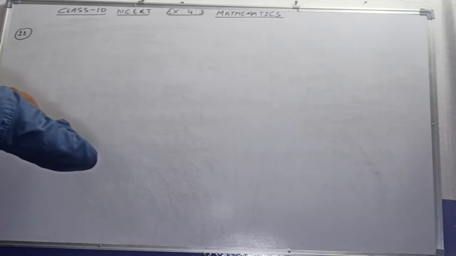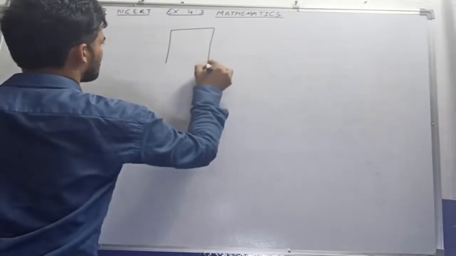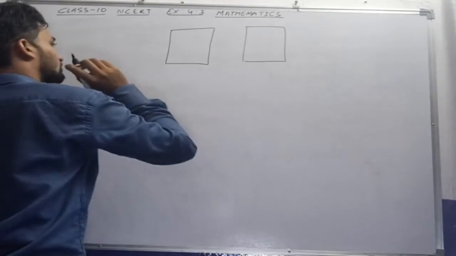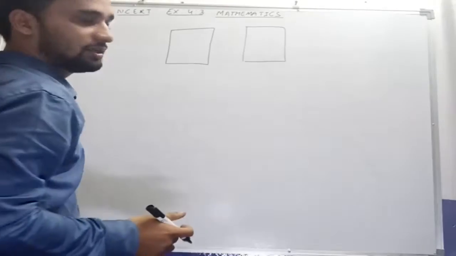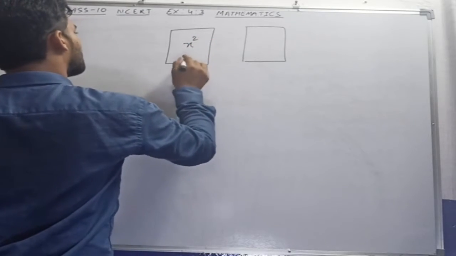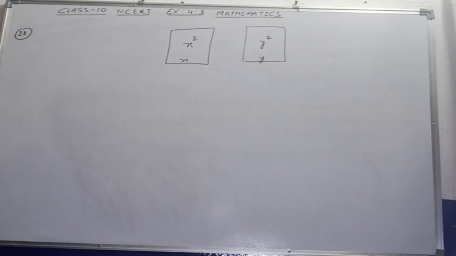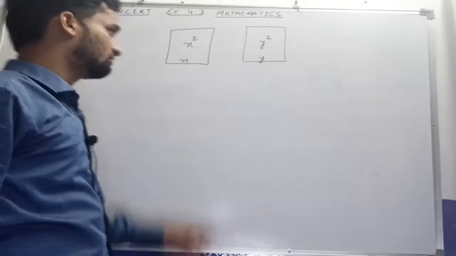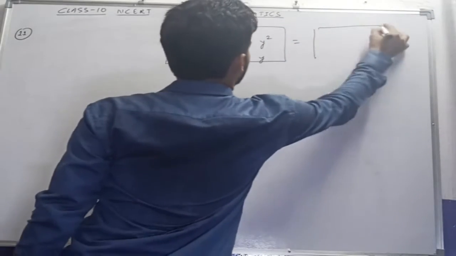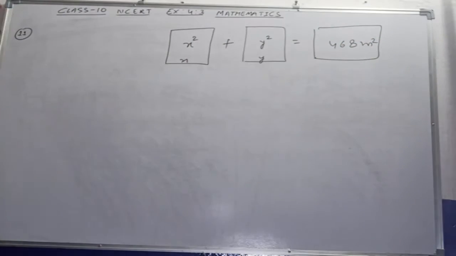Question number 11: the sum of the areas of the two squares is 468 meter square. So suppose this is the first square and this is the second square. It does not look like a square, just assume both are squares. Let one square have side x and the other square have side y. As you know, area of a square is side square, so this will be x square, and the sum means x square plus y square is equal to 468 meter square.